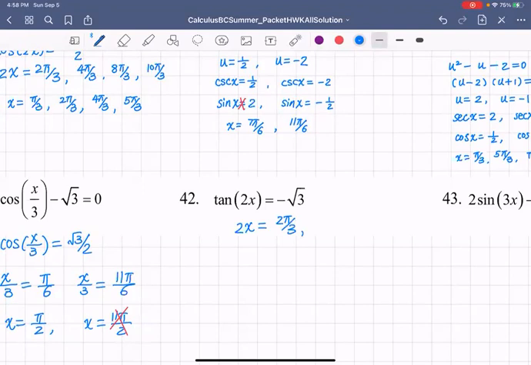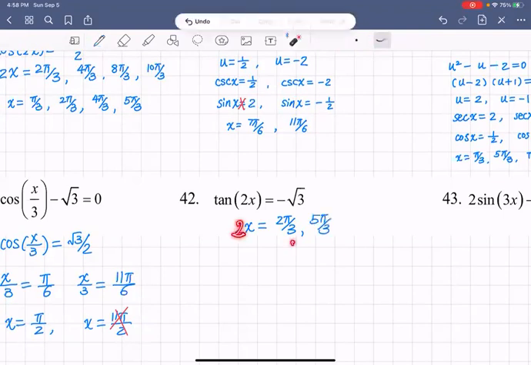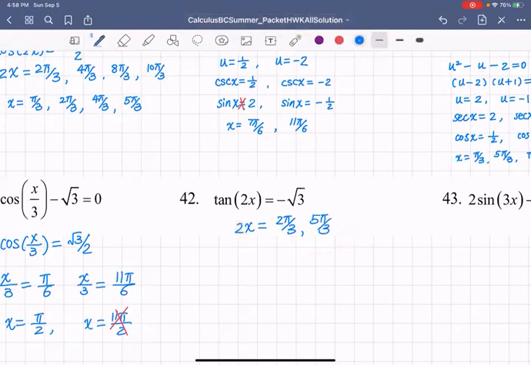Who else? 5 pi over 3? This is less than 2 pi. Can you add another 2 pi? Yes, you can, because after you divide by 2, it's still going to be between 0 and 2 pi. So plus 2 pi. This equals? That's 8 pi over 3. Yes.